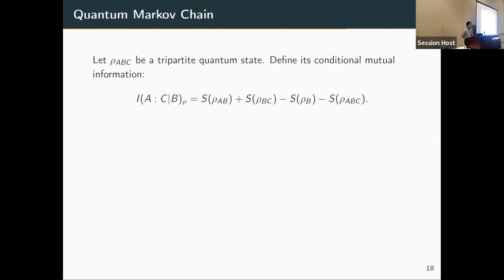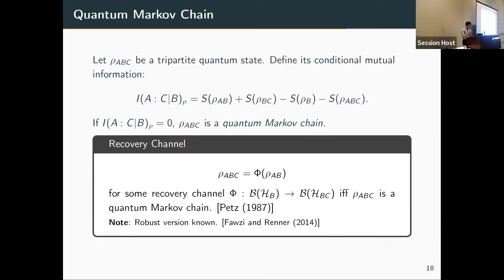Suppose you have a tripartite quantum state. We can define its conditional mutual information as a certain linear combination of its entanglement entropies. And we say a state is a quantum Markov chain if the conditional mutual information is exactly equal to 0. That's just a definition. What's nice about the quantum Markov chain is that it admits the existence of a recovery channel. For instance, if you remove one of the subsystems, let's say C, by taking a partial trace, then we can show that there exists a channel acting purely on B that recovers the original state, rho ABC.